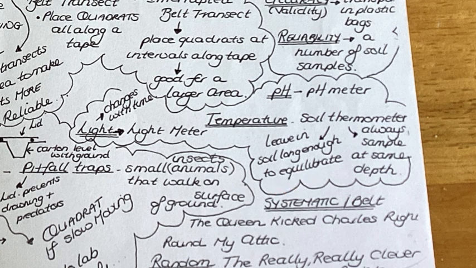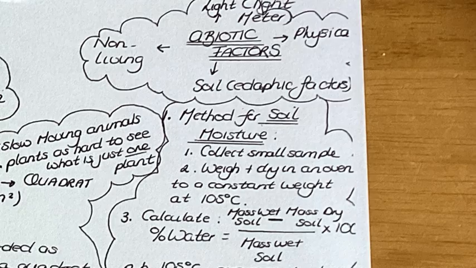And another abiotic factor would be light, and light changes over the course of the day, so that can be measured with a light meter. But if you're comparing 2 different areas, you would actually have to take lots of readings at the same time of day to make those results reliable.